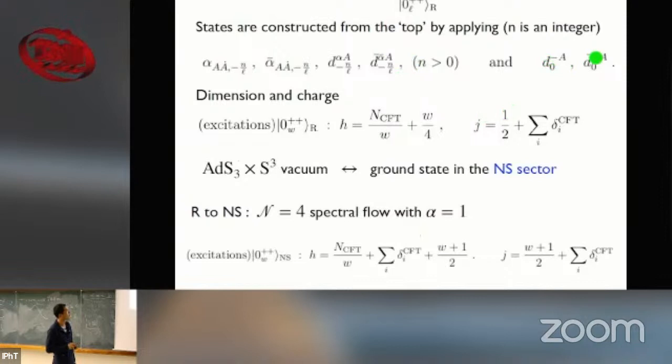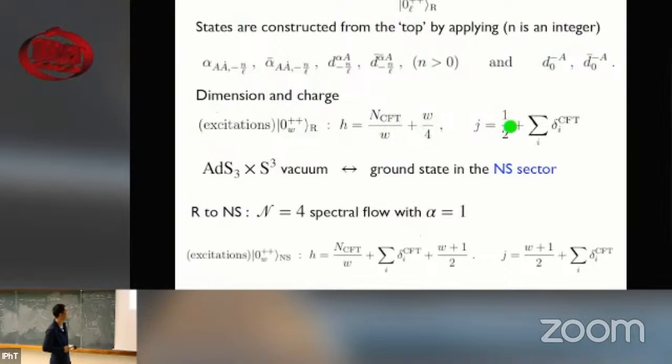So let's look at the excited string. The cycle corresponds to an excited string in the bulk. So the cycle from the boundary is like this. It's built on the top Ramond ground state. We know this ground state has dimension W over 4, and the excitation is in units of 1 over W. So in the CFT this is the excitation level, and this is the dimension of this state. And the charge is the ground state charge plus the charge from each excitation.